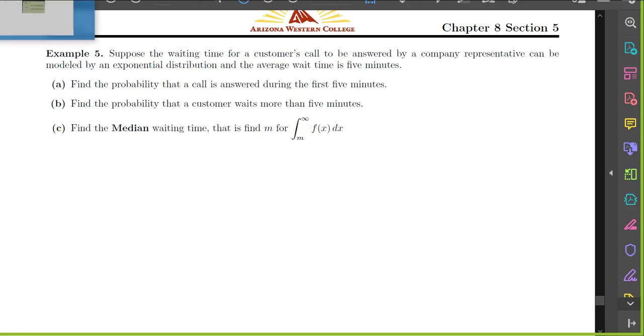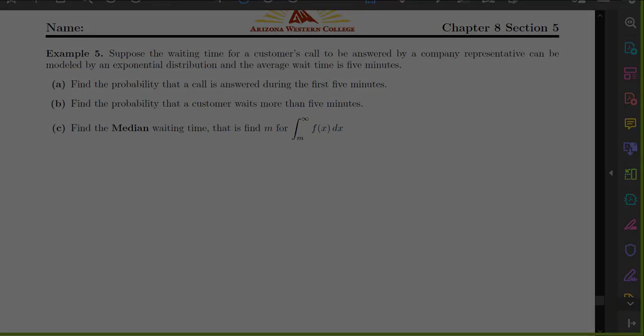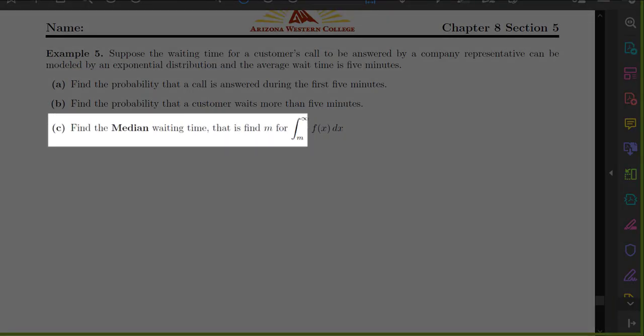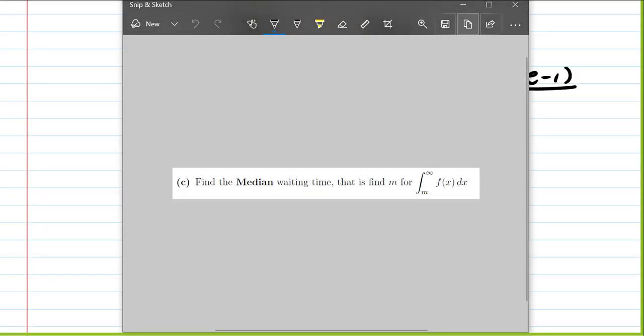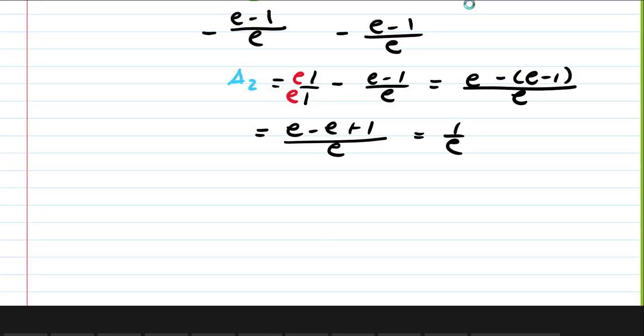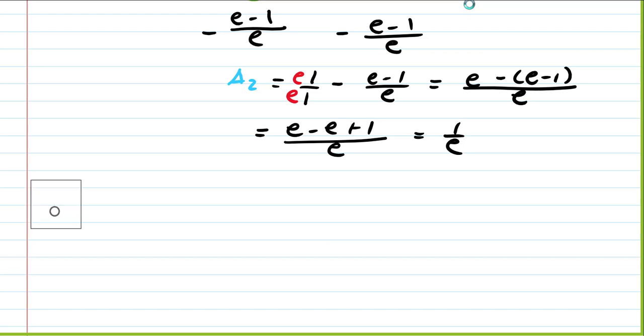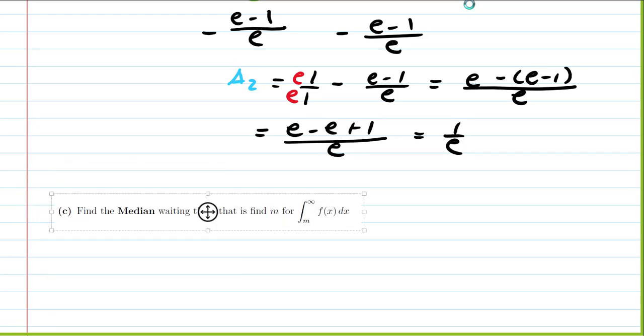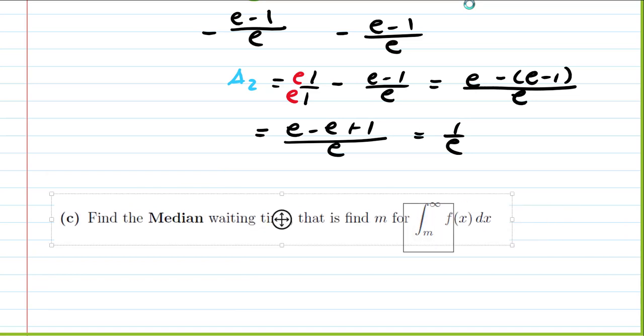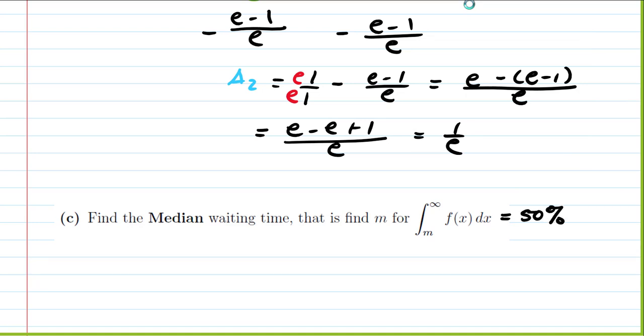All right, the last one is we want to find the median waiting time. So what we really want is we want this to be equal to 50%. And what's 50% as a decimal? 0.5, right? Because we want to find the value of m such that half of the probability space is on either side of this line, right?